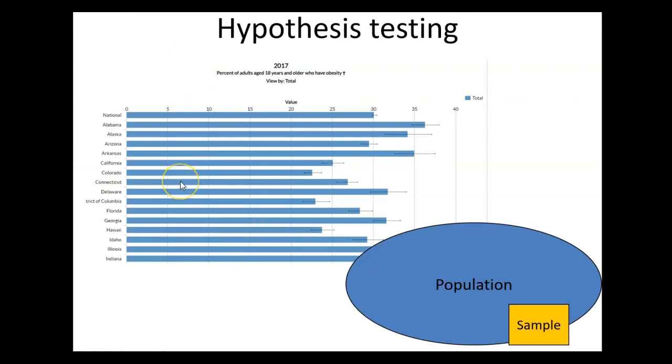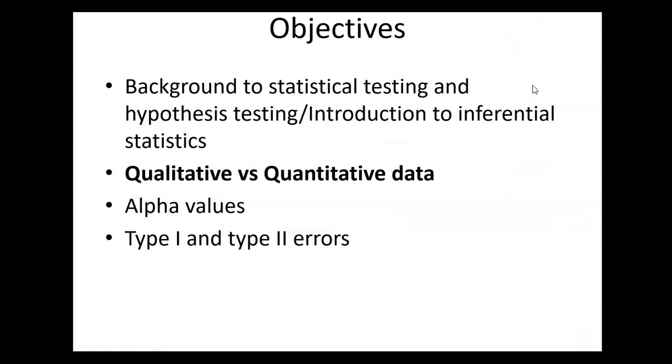This might be a graph or a variation of a graph that you've seen before, where we're looking at adults who have obesity. Here's the national average, and you see that it's 30%. But of course, researchers in this study didn't measure every single person in the United States. What they did is they took a sample, and then they made an inference onto the population. So that was some background on statistical testing, some things that we've already talked about. We'll get more into hypothesis testing, but that was inferential statistics. We're taking information from a sample and applying it to the population.